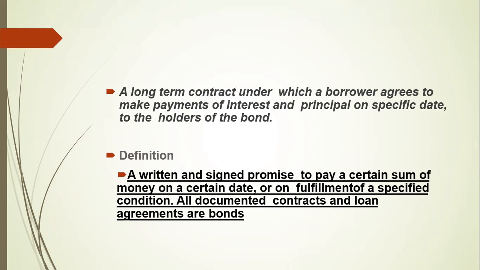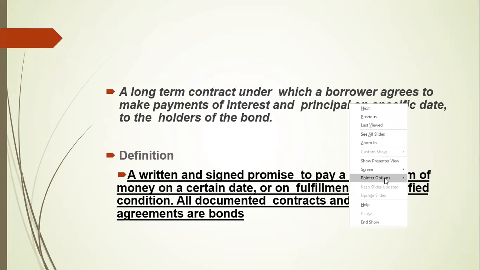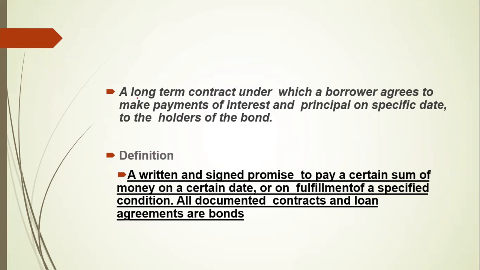A bond is a long-term contract under which a borrower agrees to make payments of interest and principal on specific dates to the holders of the bond. If you see here, the most important part is it's a long-term contract, where the borrower is agreeing to make payments, that is interest and principal, on specific dates to the holders of the bond.